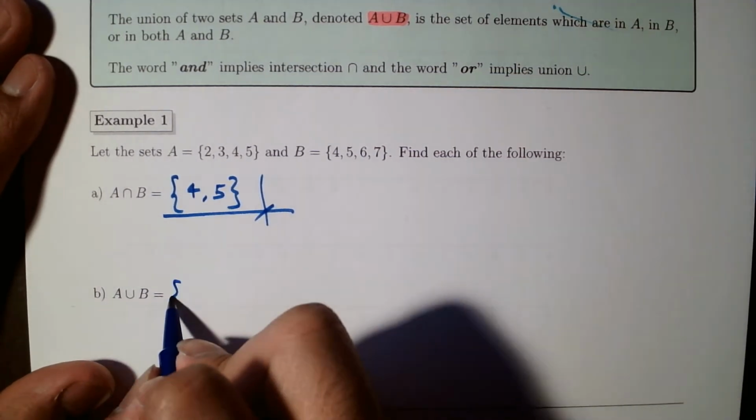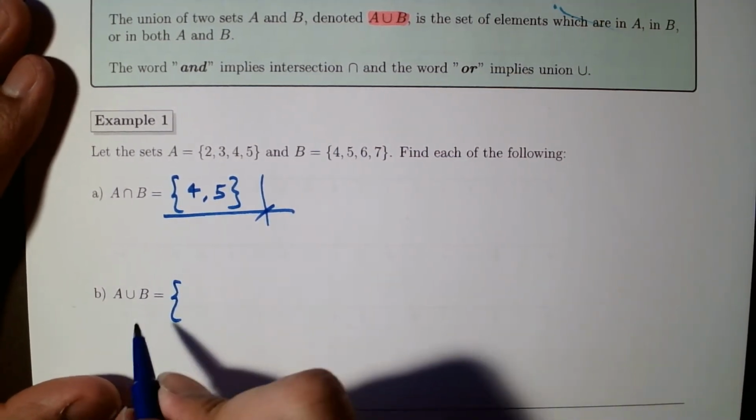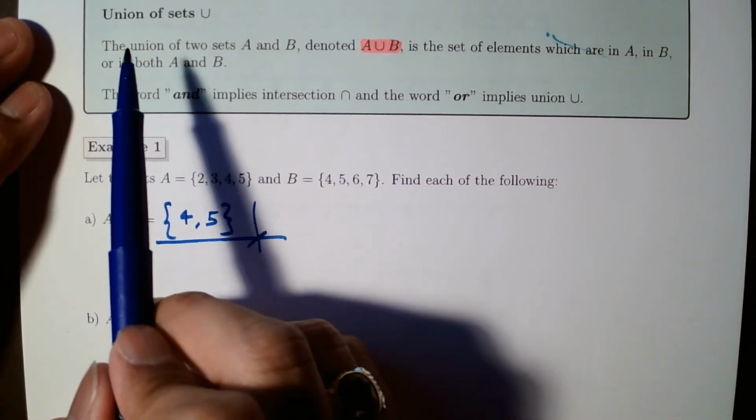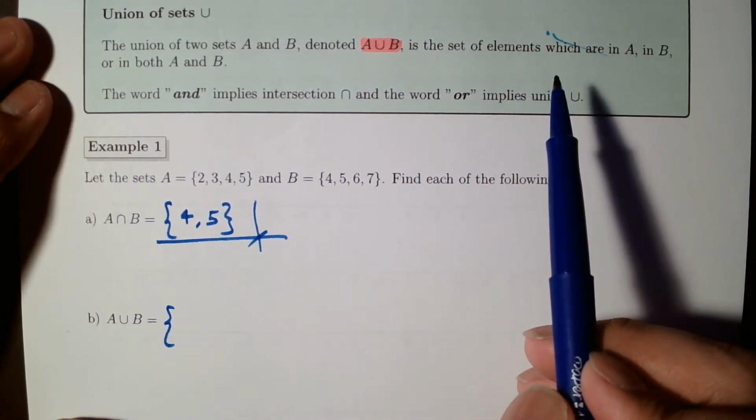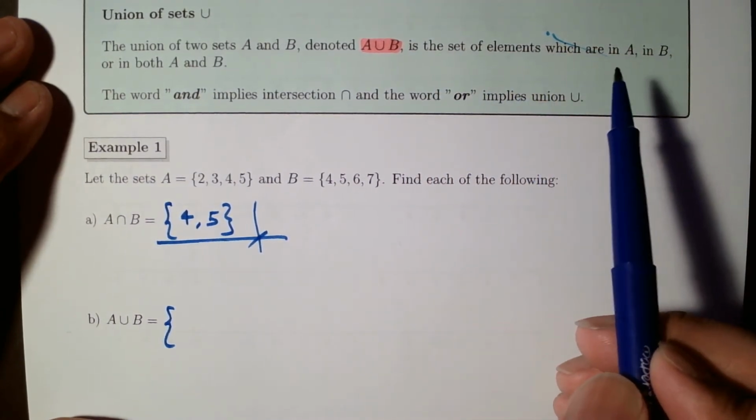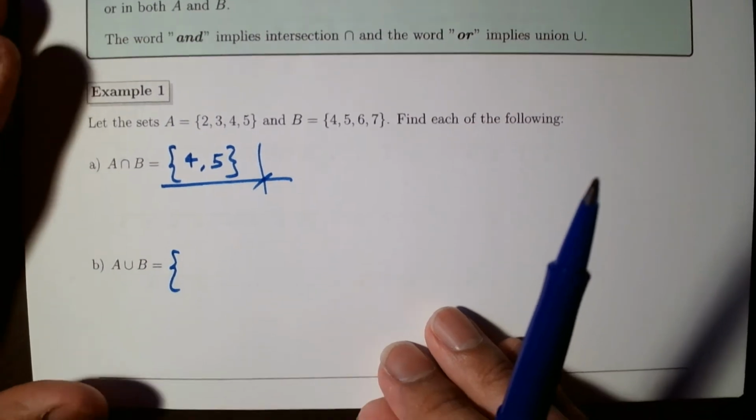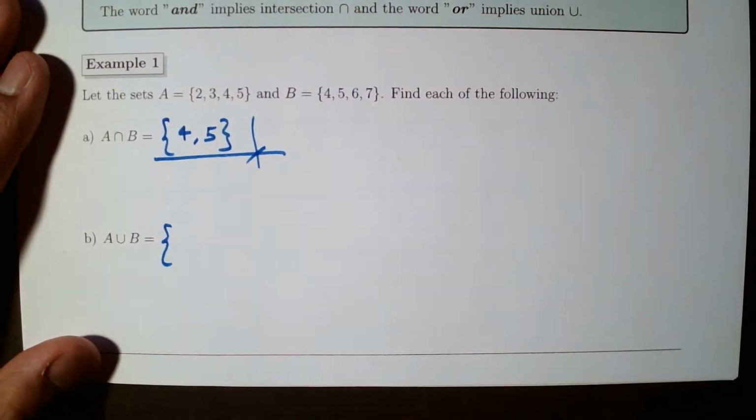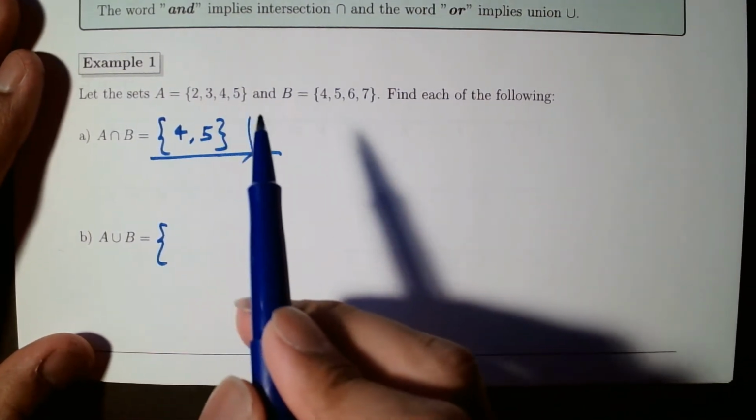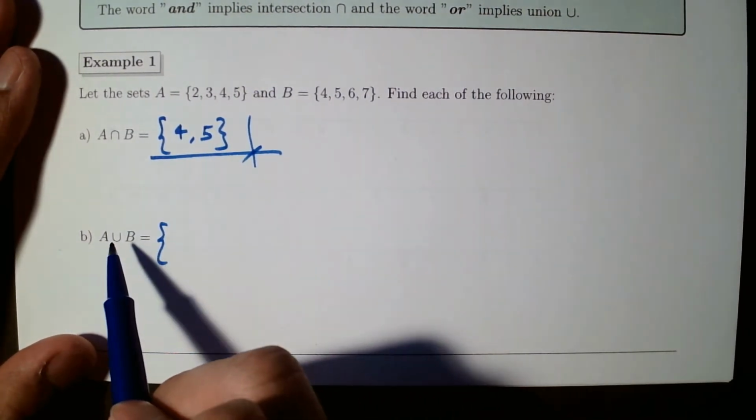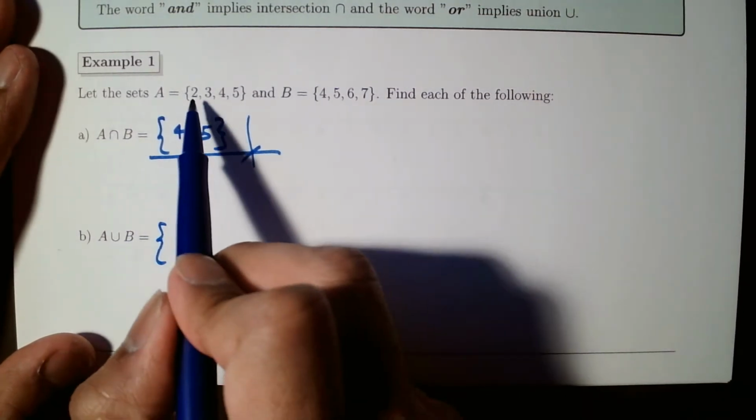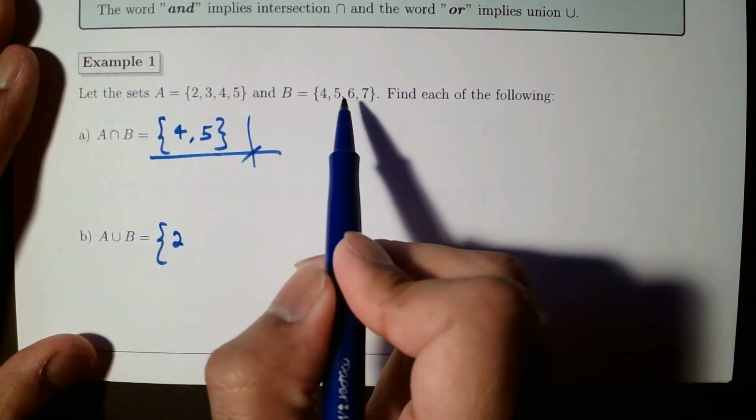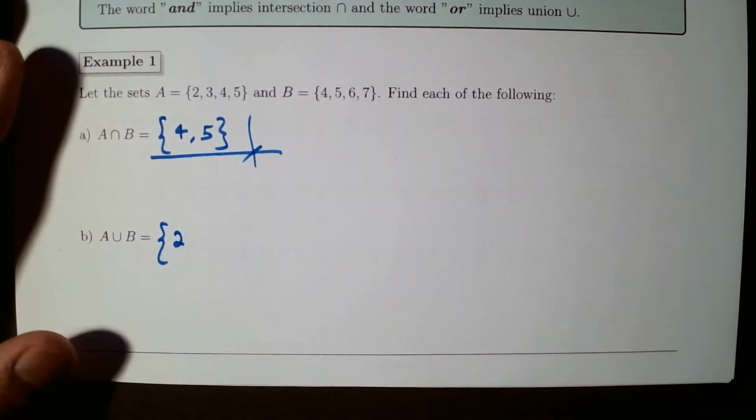Now let's look at the union of A and B, and let's look at the definition. The union of two sets is the set of elements which are in A, in B, or in both sets at the same time. So in this case, what we're going to do is just list them all. Whether they appear in both sets at the same time doesn't matter. We're looking for the union, not the intersection. For example, the number 2 is safe. We just write it down. It appears in A or appears in B. It doesn't matter in which one it appears.